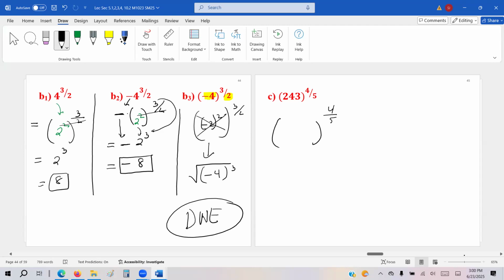What are you looking for? One number to the what power? 4 power or 5 power? 5. Good. Can you think of a number that if you multiply it 5 times, you get 243? 3.